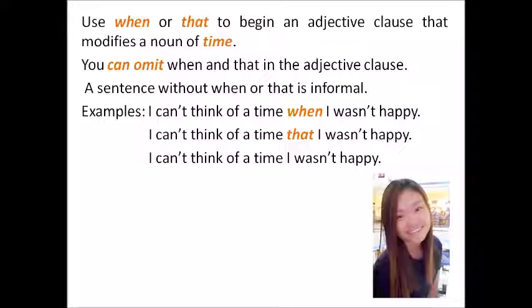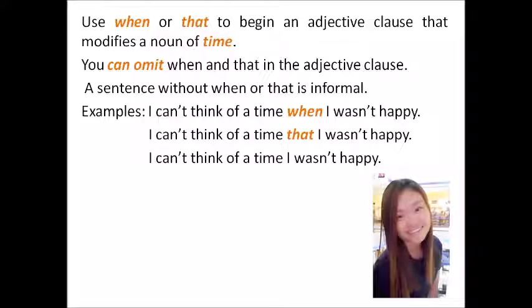Now I will explain when to use when. Use when or that to begin an adjective clause that modifies a noun of time. For example, I can't think of a time when I wasn't happy. I can't think of a time that I wasn't happy. These two sentences are using when or that to begin the adjective clauses that modify the noun of time.